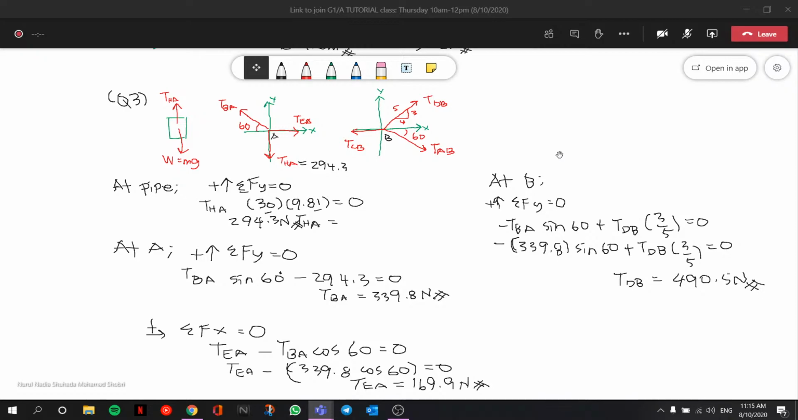Okay, so for the forces at B in the y direction, since we already know the value of TBA, which is here, we just substitute, and from the equation you can solve for the value of TDB, which is equal to 490 Newton. So now we will do the x direction.